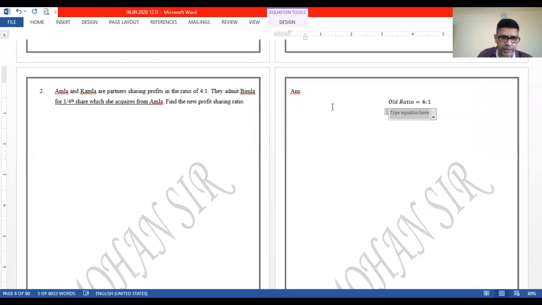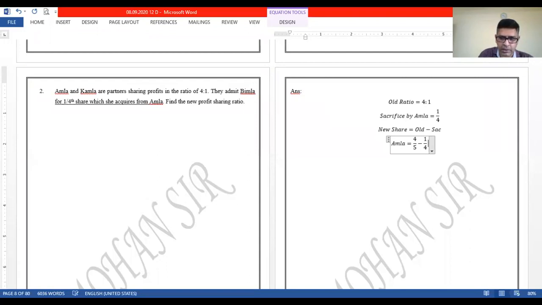Now Bimla is a new partner for 1/4 share which she acquires from Amla. So sacrifice is given. Sacrifice by Amla is equal to 1/4. So now I need to calculate the new share. I know the formula for new share: new share is equal to old minus sacrifice. Old share for Amla is 4 by 5 minus the sacrifice made by Amla for Bimla, which is 1 by 4.